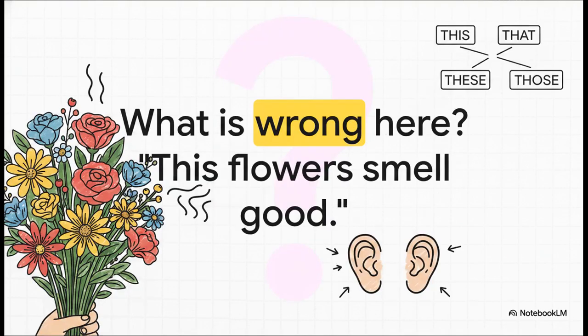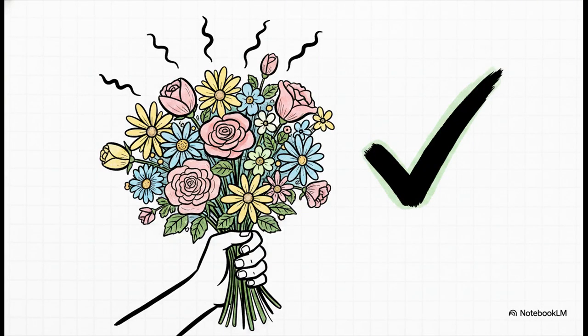All right, final question for today's quiz. What is wrong with this sentence? "This flowers smell good." Imagine holding a beautiful bouquet, taking a deep breath, and saying, "This flowers smell good." Why does that make an English teacher's ear twitch? And the correct answer is, "These flowers smell good." Because flowers is plural, we have to use the plural pointing word these.